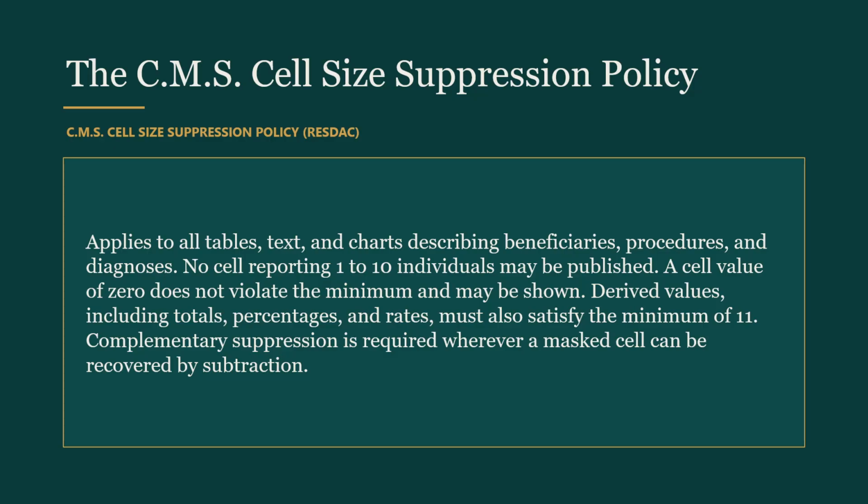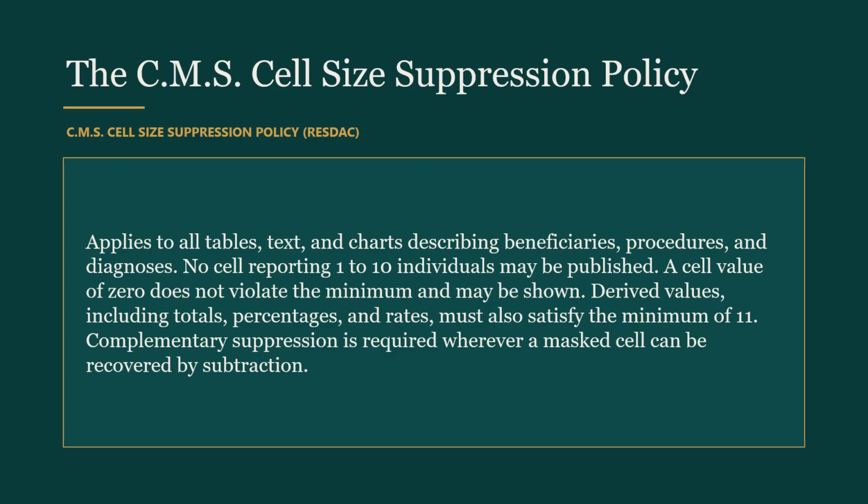This is the policy most expert determinations lean on, so learn its 4 rules precisely rather than approximately. Rule 1. Scope. It applies to all tables, all text, and all charts describing beneficiaries, procedures, and diagnoses. Not just tables. If a sentence in your narrative says 7 patients in that county received the procedure, you have violated the policy in prose, and people do this constantly in the discussion sections of reports.